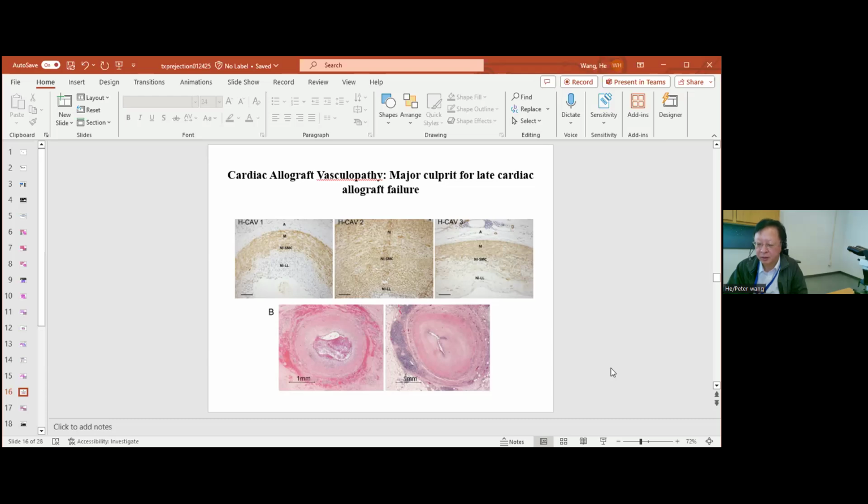So one good thing in the cardiac biopsy, not all the time, but sometimes, is that we can evaluate small coronary arterioles. So we can evaluate this process, although this needs to be better defined in the near future.